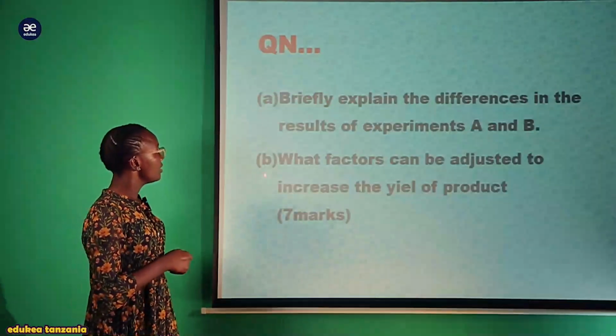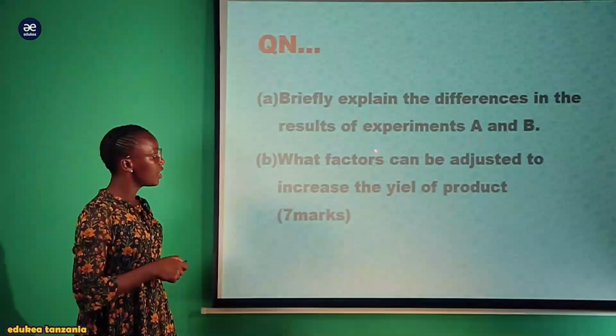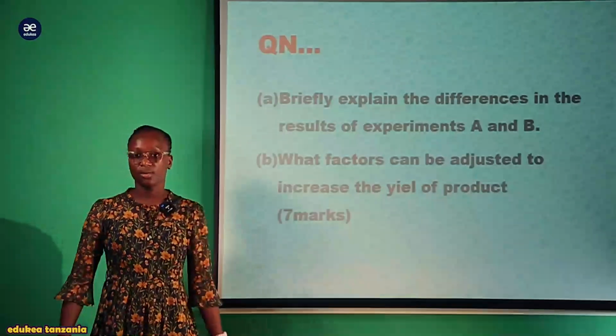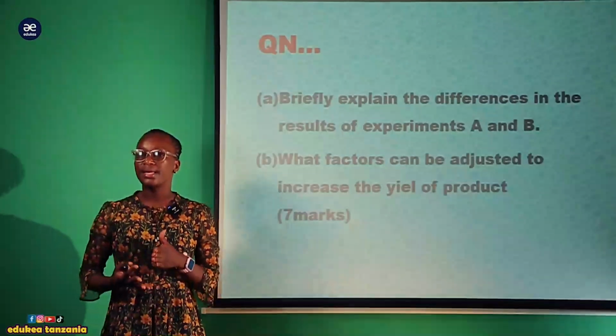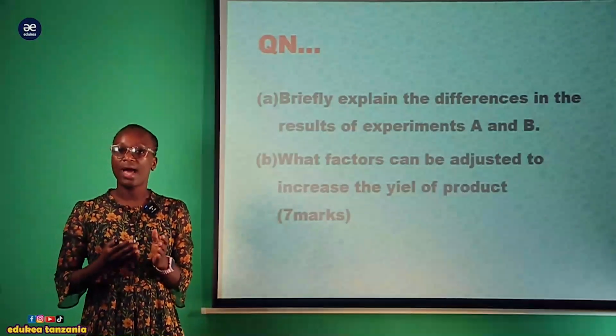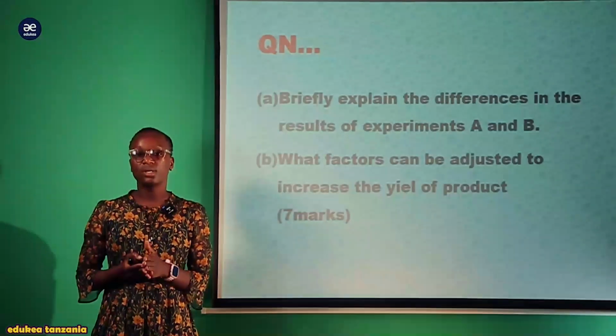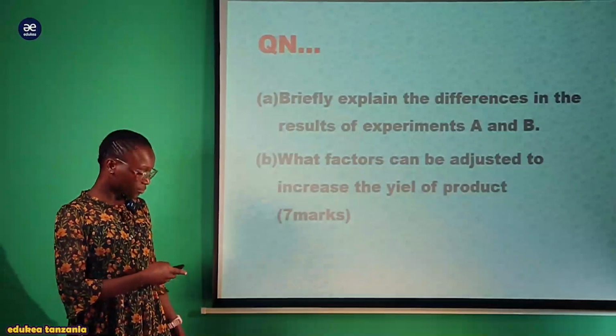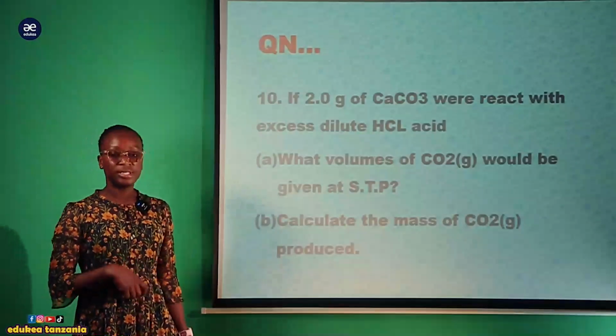So question B states: what factors can be adjusted to increase the yield of product? Kwamba ili kuweza increase the yield of product, what factors zinaweza kuwa adjusted ili kuimprove hiyo yield. Now the question number 10.